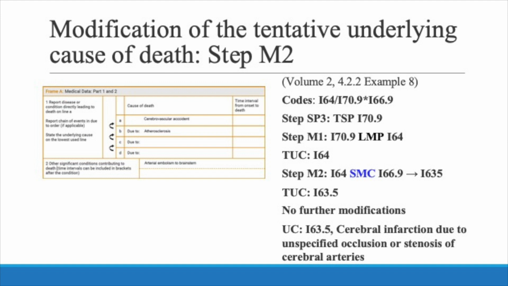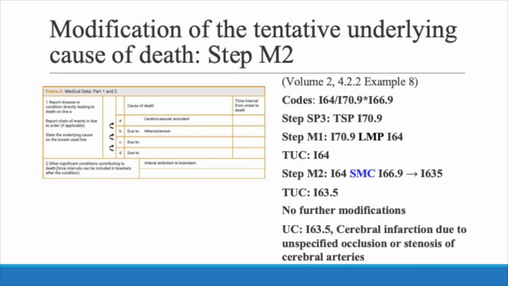The first step would be to apply an ICD-10 code number to each cause of death reported on the certificate. I selected I64 for line A, I70.9 for line B, and in part 2, I used I66.9. Applying selection step SP3, a tentative starting point of I70.9 is selected.